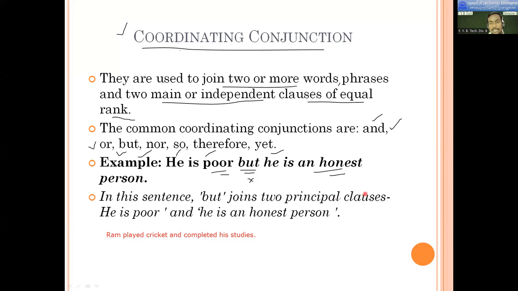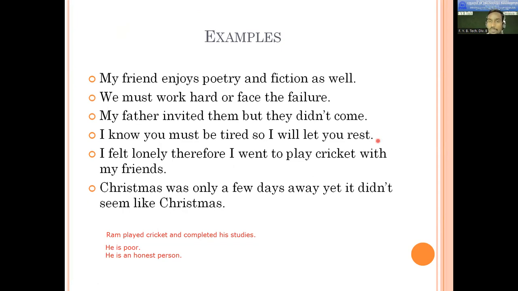So in this sentence, but joins two principal clauses. Which are the two principal clauses? He is poor is a main clause, and he is an honest person, that is also a main clause, because we can write them separately also. How? We can write these two sentences separately: he is poor, this is one sentence, he is an honest person, that is another. So both sentences are meaningfully independent and can be written separately like this. Then let's go to the next slide and see some more examples.